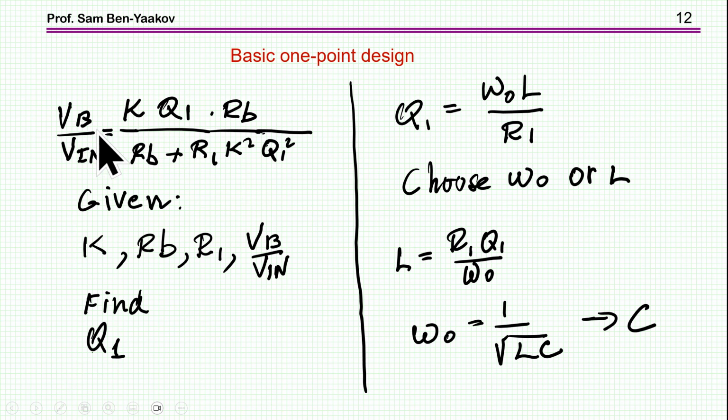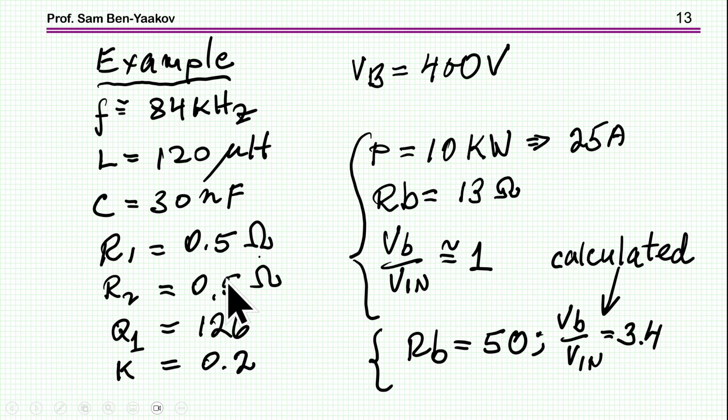That is, you know the battery voltage, the input voltage, the equivalent resistance that depends on the battery voltage and the power, and then the parasitic impedance, and of course, the coupling coefficient. And again, this design is for a given coupling coefficient. And here is an example.